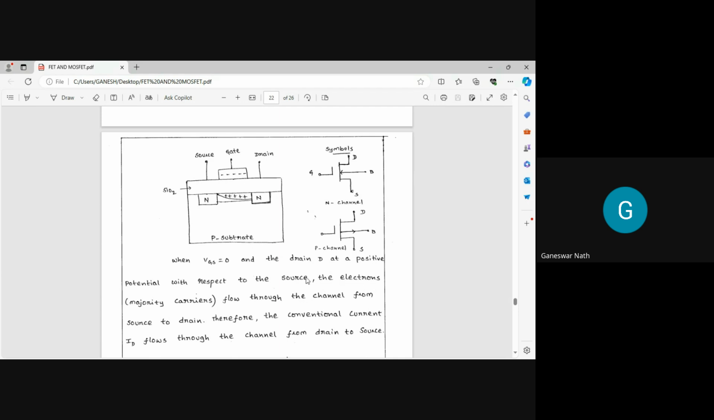you can see when VGS is equal to 0, the drain D is at a positive potential with respect to the source, and the electrons, the majority carriers, flow through the channel from source to drain.